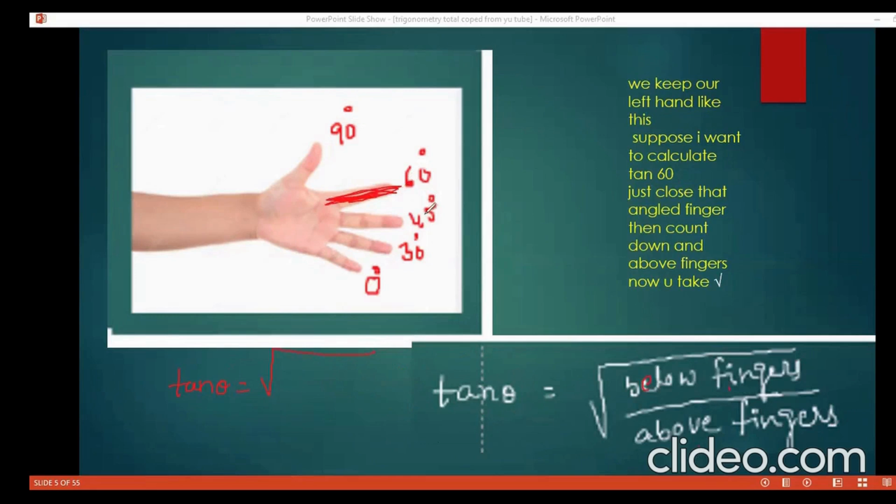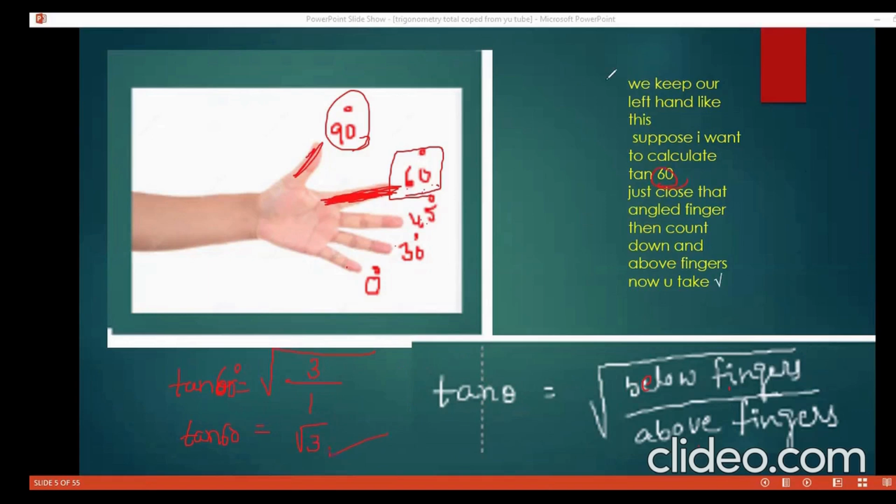So, below fingers, how many are there? 1, 2, 3 below fingers of the calculated angle. We want to calculate 60 degrees. So, below fingers are 1, 2, 3, right? Below fingers upon above fingers. How many above fingers? Only the thumb, that is only one finger, right? So, root 3 upon 1 is root 3. So, tan 60 we calculated, right? Instead of theta, we took here 60 degrees. Tan 60 is equal to square root of 3 by 1, that is, tan 60 is equal to root 3.